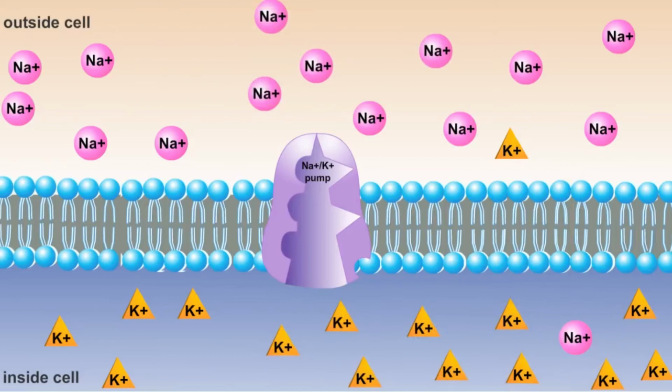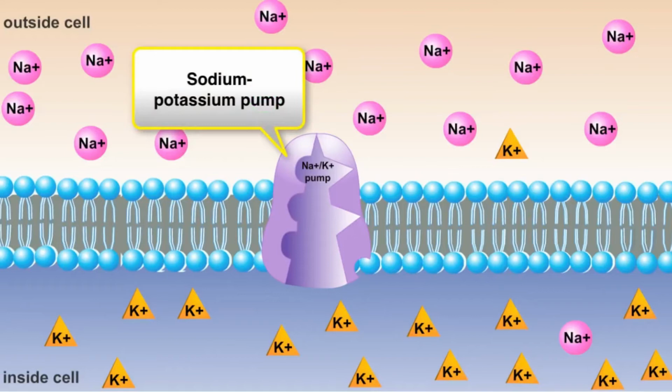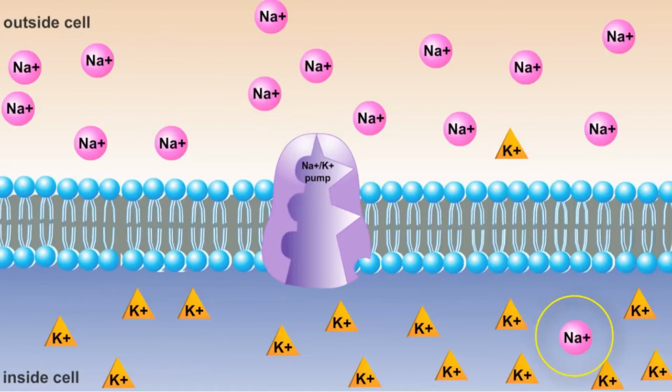One of the more common examples of active transport is the sodium-potassium pump. The job of the sodium-potassium pump is to move sodium ions, or Na+, out of the cell, and potassium ions, or K+, into the cell. Let's take a closer look at how this happens.